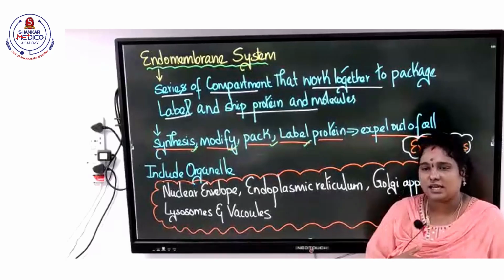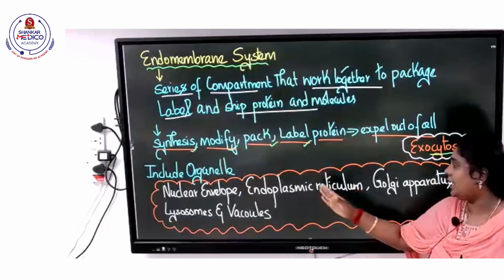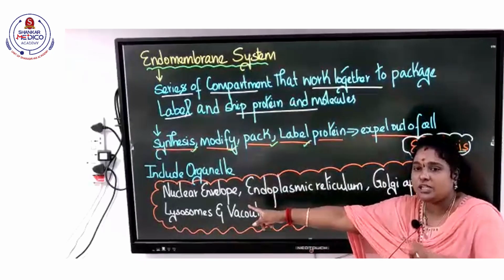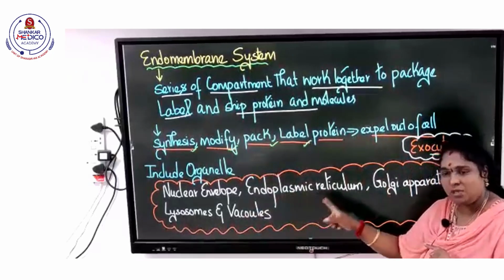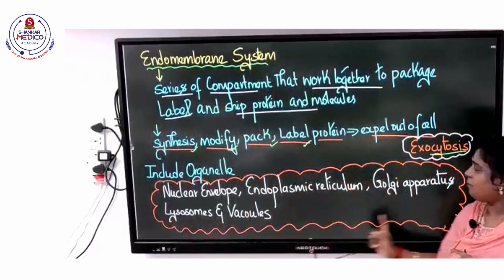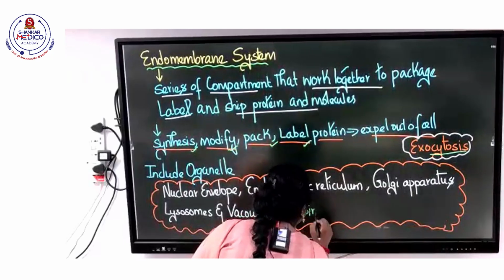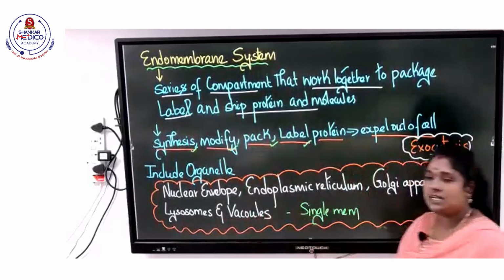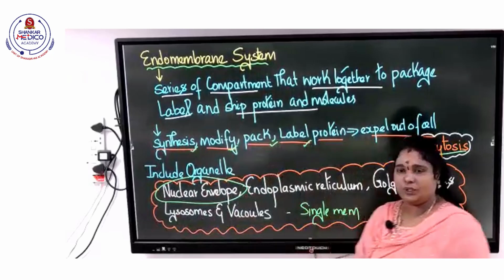What are the organelles? The nuclear envelope, endoplasmic reticulum, Golgi, lysosomes, and vacuoles. The nuclear envelope is only a part of the nucleus. The endoplasmic reticulum, Golgi, lysosomes, and vacuoles are all made up of a single membrane, so they are single membrane organelles, whereas the nuclear envelope is a part of the nucleus.